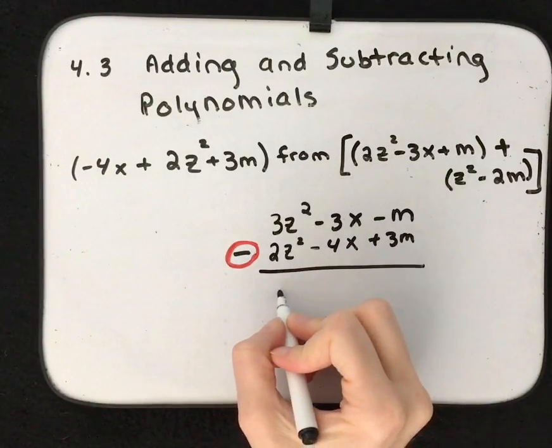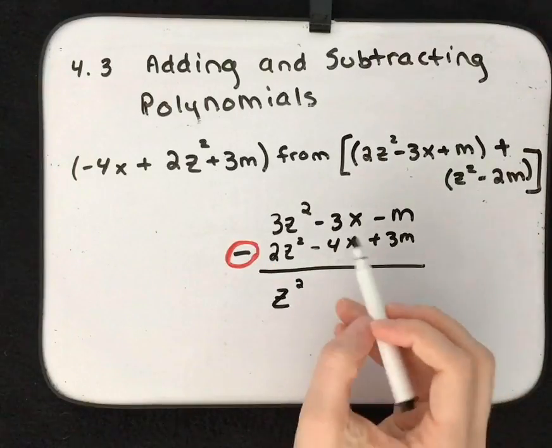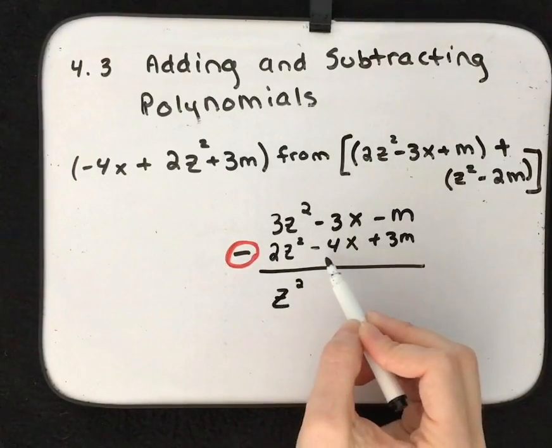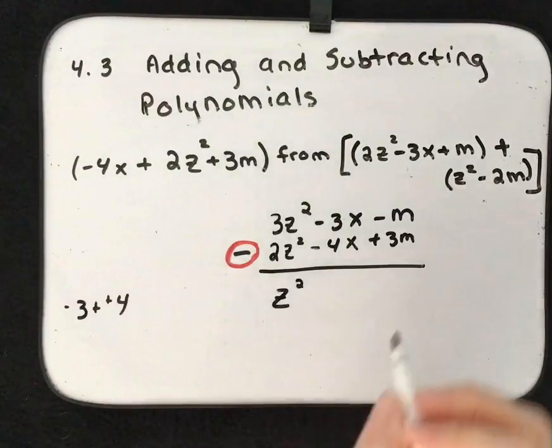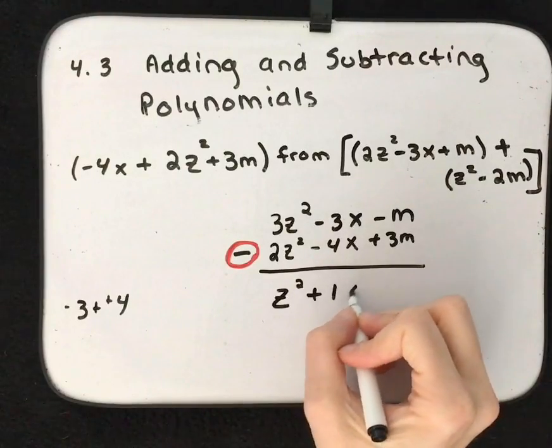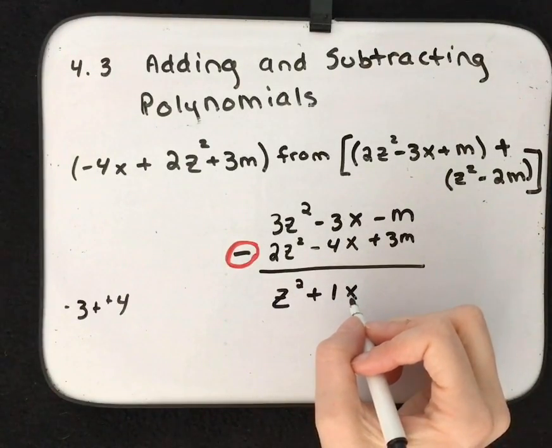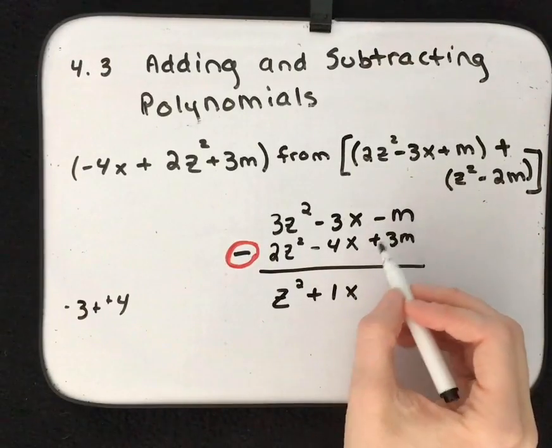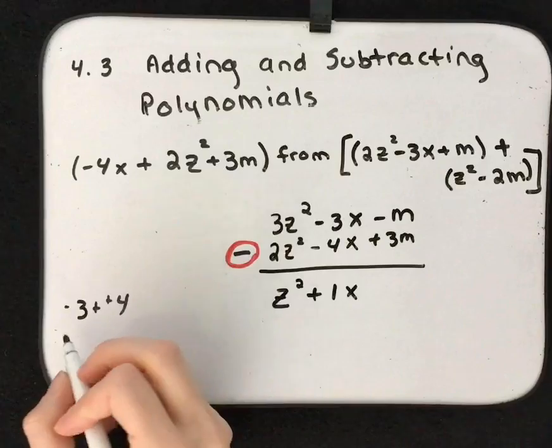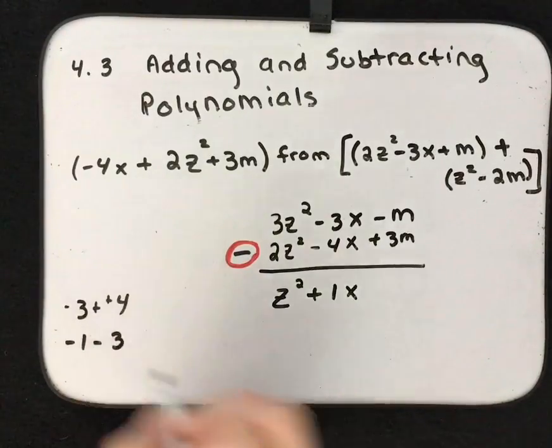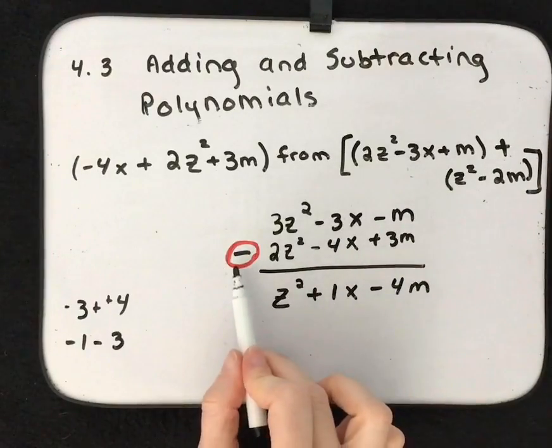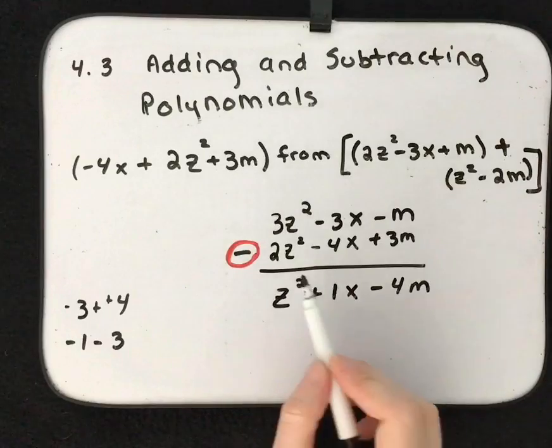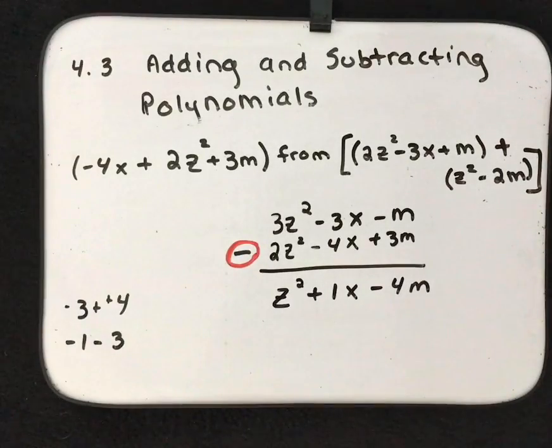3 minus 2 gives us 1z to the second. Now I have negative 3 minus negative 4. So that would really look like negative 3 minus negative 4, add the opposite. That's going to give us positive 1x, or just x. Then we have negative 1 minus positive 3. So that's going to look like negative 1 minus 3. Well, negative 1 minus 3 is negative 4. You have to consider this subtraction with each piece. Let's try one more.